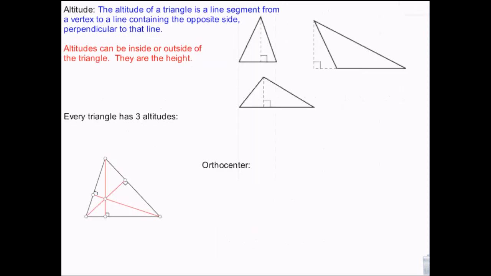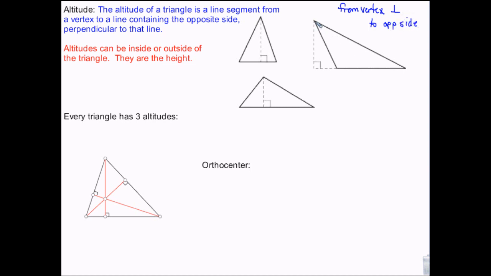We have an altitude. Altitude is the same thing as height. The altitude of a triangle is a line segment from a vertex perpendicular to the opposite side. So we have from vertex perpendicular to opposite side.